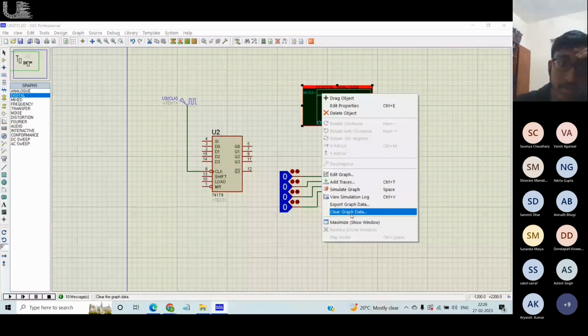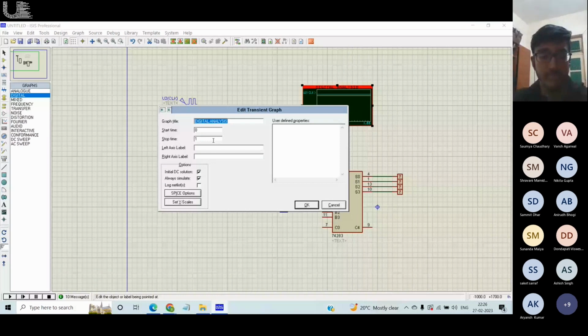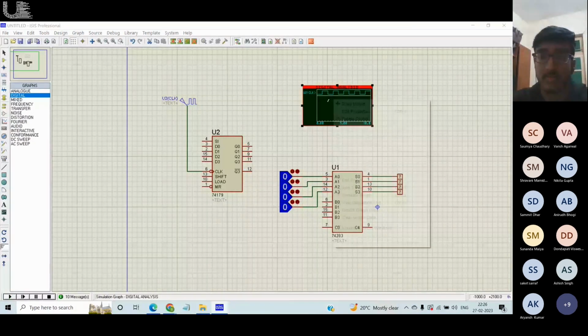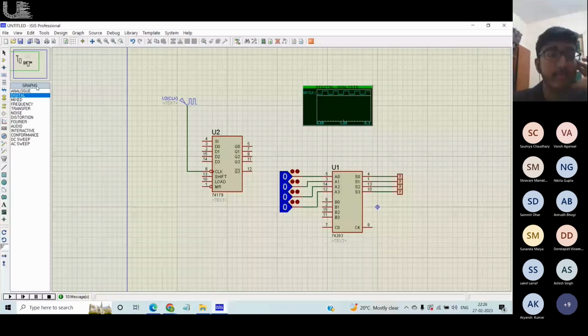Then I maximize. Okay, it's 0. Why is that? Because the time ranges from 0 to 1, but in the clock the time period is 2 seconds, right? So I'll just edit properties and make the stop time as 10. Right. I have to play again and then simulate graph. And if I maximize now, then I have the entire clock cycle, right? You can see in 2 seconds it's toggling. Okay, so that is about the clock graphs. Shown you.